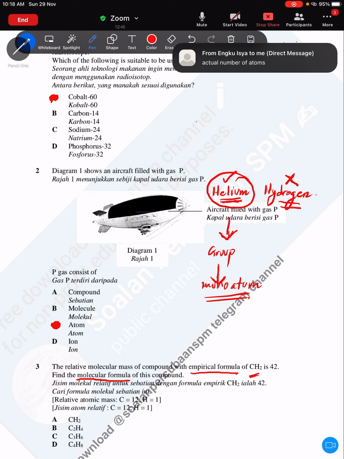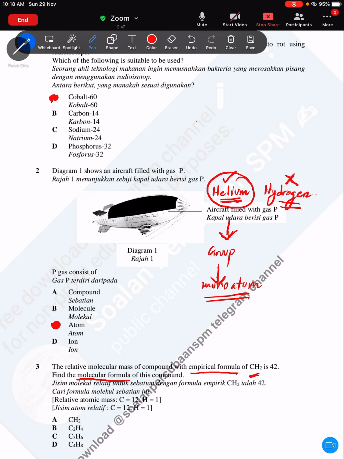Ha. Only you answered. Actual number of atoms. Actual number of atom ratio in a formula. Okay.